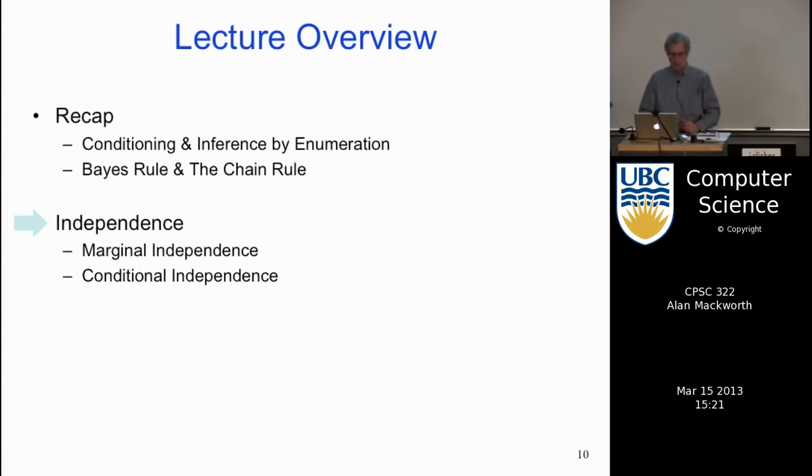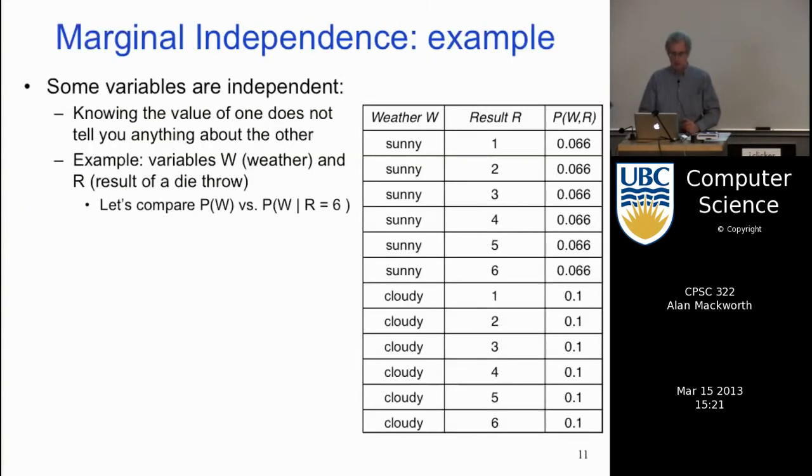But first we have to look at this idea of independence, which is what's going to give us a big win in terms of efficiency. And the idea is that most things in the world don't affect most other things, so that's called independence. We don't actually use the term marginal independence in the book, and sometimes people just say independence when they mean marginal independence.